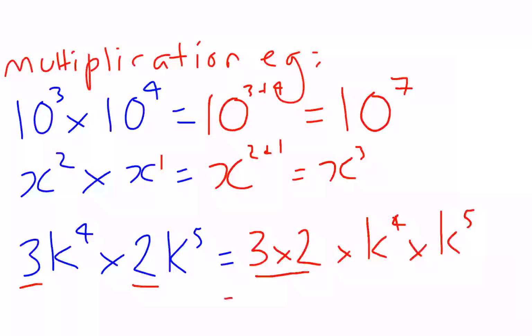They're not part of the power. 3 times 2 is 6. And then deal with the powers, because we have the same base number of k. That's k to the power of 4 plus 5 is 9. So if we have coefficients in algebraic terms, we can multiply those as usual, then deal with the powers.